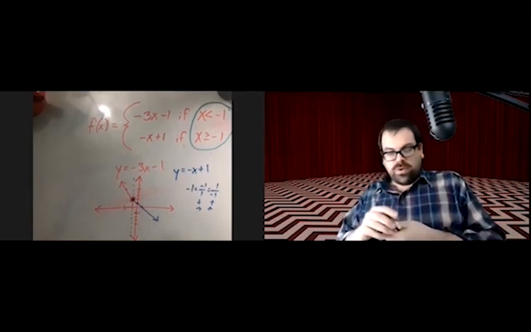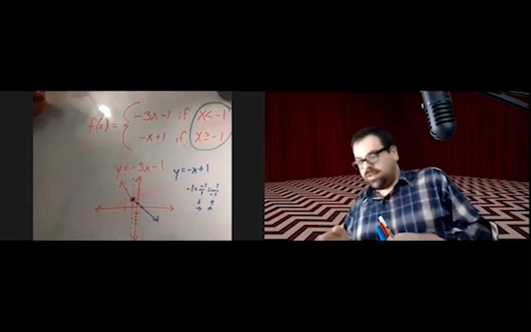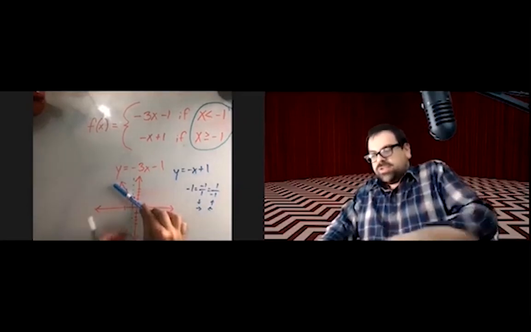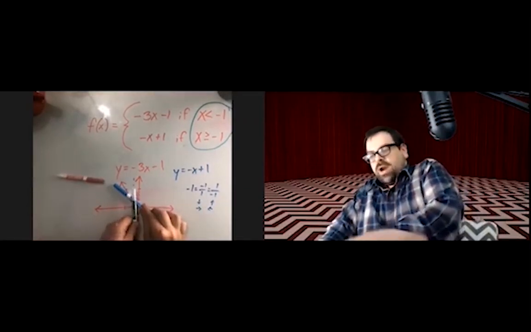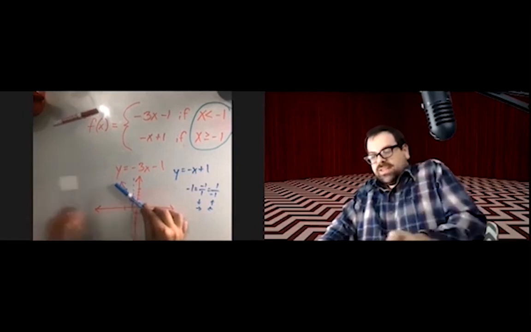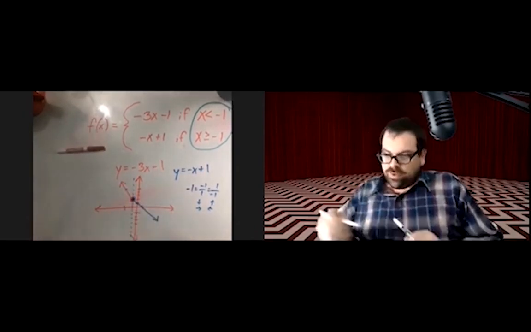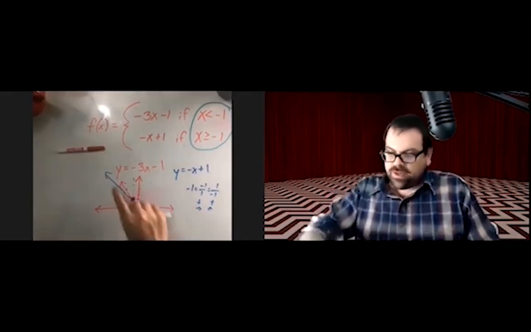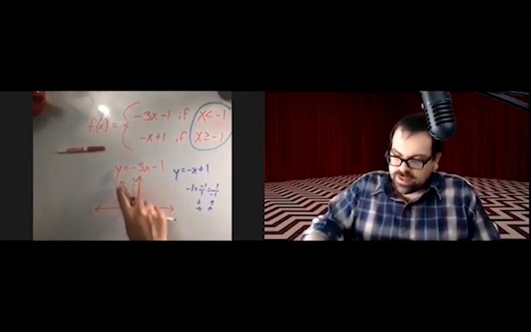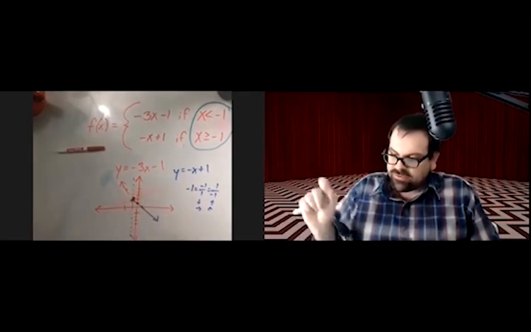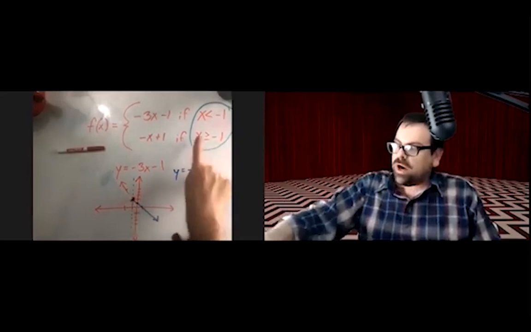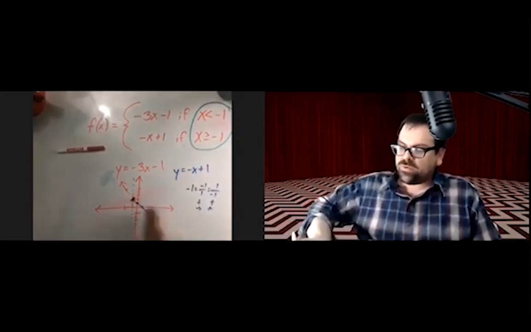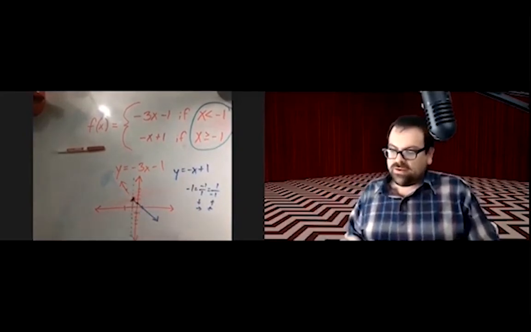So imagine we had the full graph. It would be like this. But since we're only interested in the right of the dotted line, everything to the left would get erased. So we wouldn't have however the line continues, because none of this matters to the piecewise function. We only want the part where x is greater than or equal to negative 1, where we are to the right of or at negative 1.